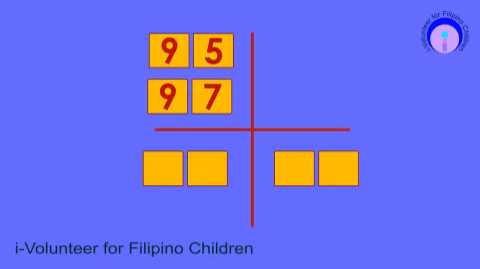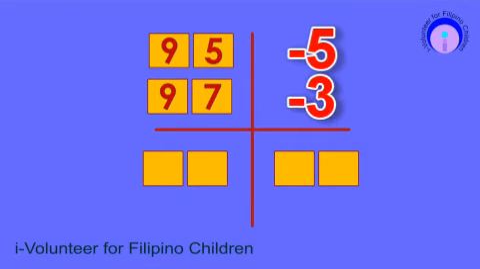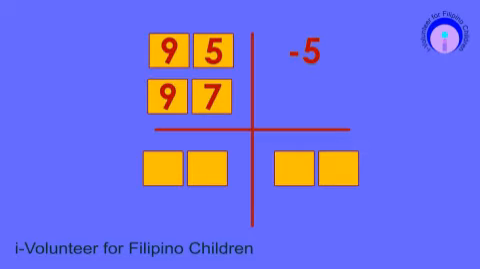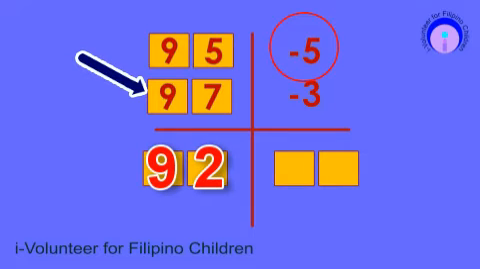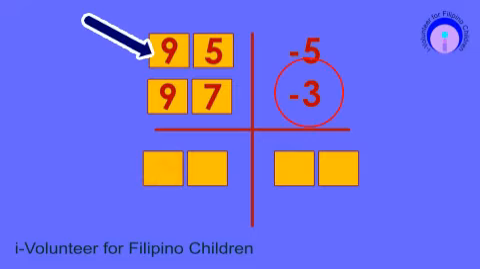95 times 97. 95 has 5 units deficient to become 100, whereas 97 has 3 units before we reach 100. Let's write minus 5. For 97, we will write minus 3. Now, let's find the first 2 digits of the product. 97 minus 5 is equal to 92. Whereas 95 minus 3 is also 92.